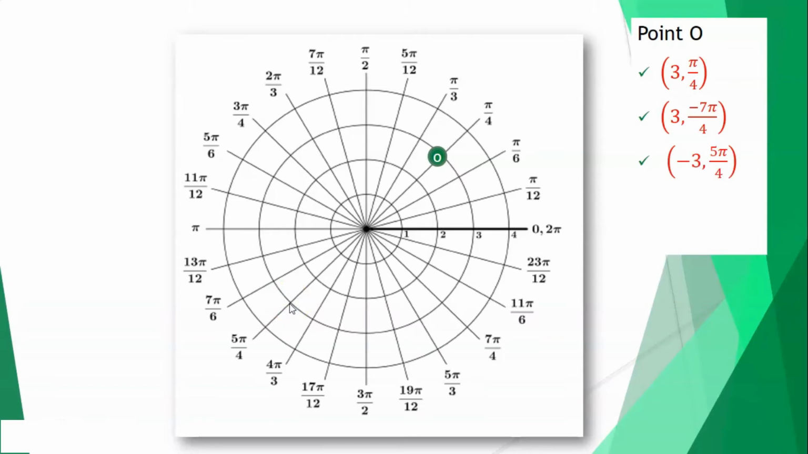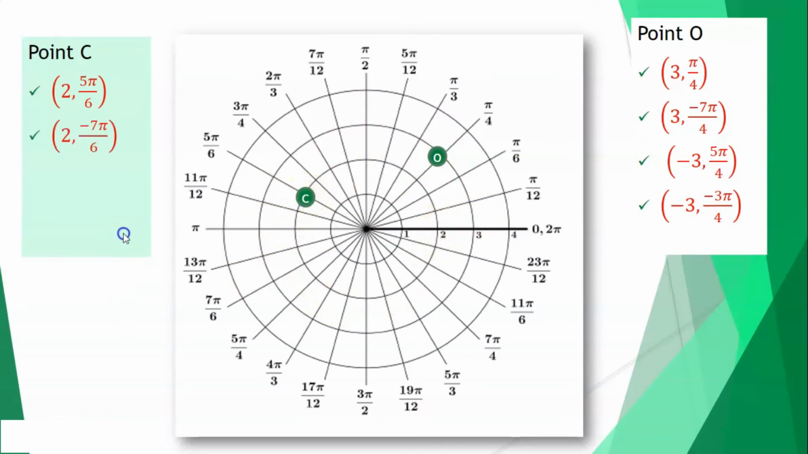And the negative coterminal of 5 pi over 4 is negative 3 pi over 4. Okay, one last. I have here point C, and point C is located in the second quadrant. In this case, it is located along radius 2, and it is at 5 pi over 6. Now, the negative coterminal equivalent of 5 pi over 6 is negative 7 pi over 6.